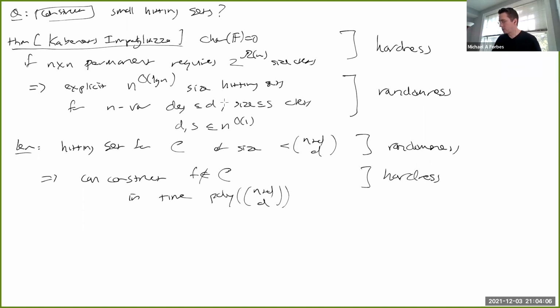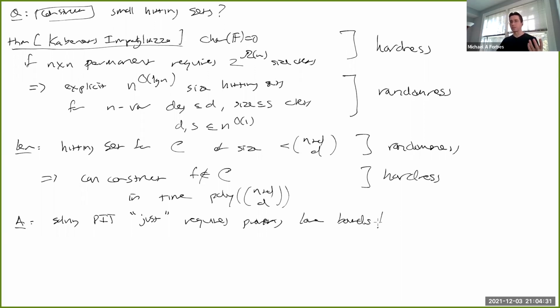Okay, so what do these two connections, this hardness versus randomness connection, say? Well, basically, this is saying that solving PIT just requires proving lower bounds. And so in some sense, it's like, well, is PIT really a new subject? Should we be thinking about this differently than lower bounds or whatever? But this connection is not quite tight.